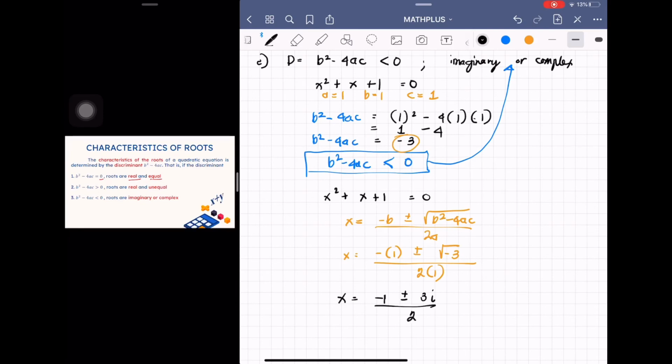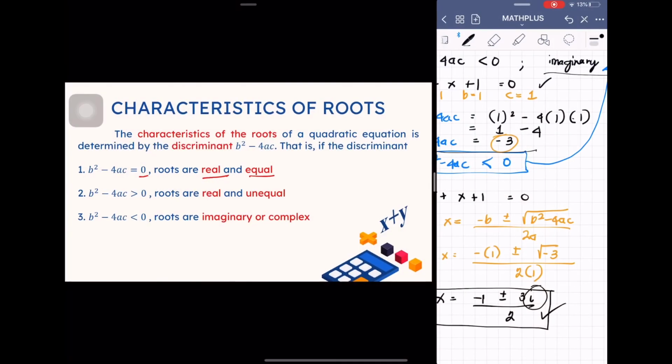And this shows us that the roots will be imaginary because of the presence of the imaginary unit. And thus, you have a complex number as the root of this particular equation. Okay? And we were able to identify that because the discriminant is less than 0. It is negative 3. So, we get imaginary or complex numbers. And these are the 3 conditions or 3 characteristics of the roots that we can have from a quadratic equation.